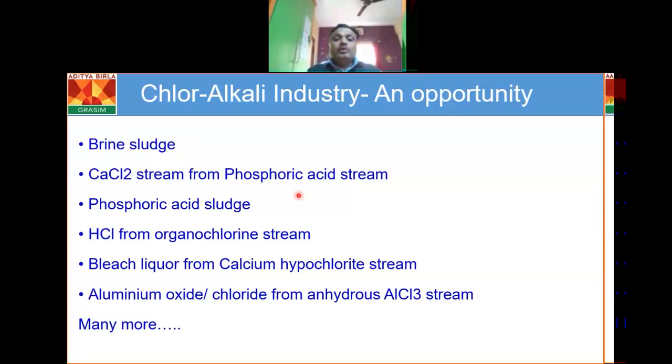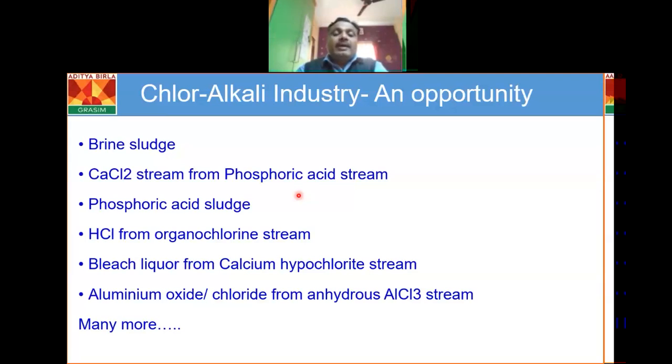In a number of organochlorine compounds, industrial organic compounds are reacted with chlorine. So 1 mole of chlorine results in 1 mole of hydrochloric acid. And this hydrochloric acid stream may have some impurities, and it becomes difficult to dispose of this HCl.